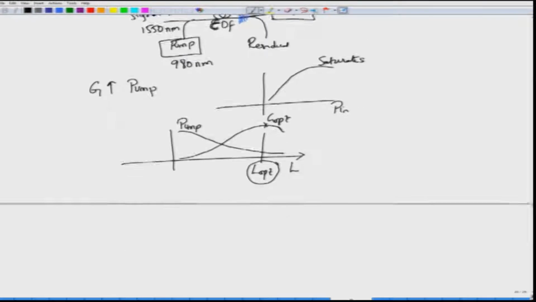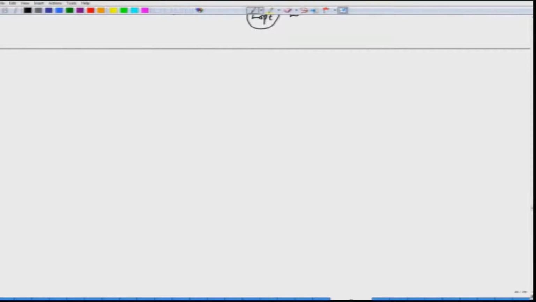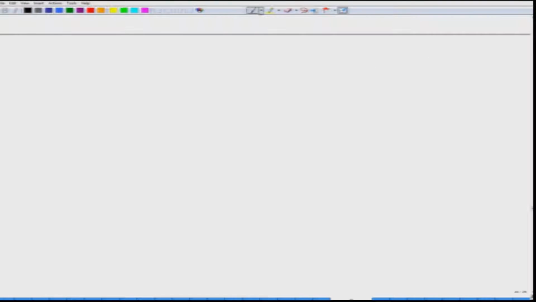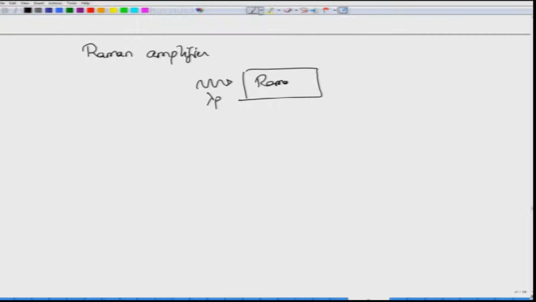So these are some points about the erbium doped fiber amplifier. In optical communications, recently we have started utilizing another fiber based amplifier called the Raman amplifier. The basic idea of a Raman amplifier is very simple. Suppose I take a photon of some wavelength lambda p, and then I have a medium which is capable of generating the Raman effect. What is the Raman effect?